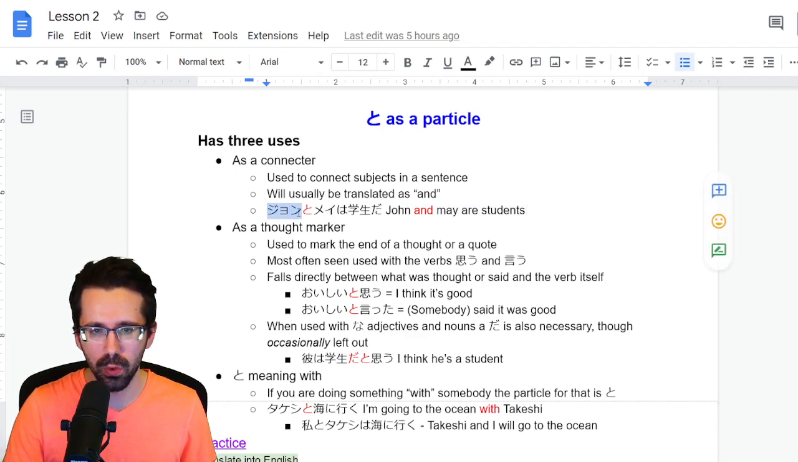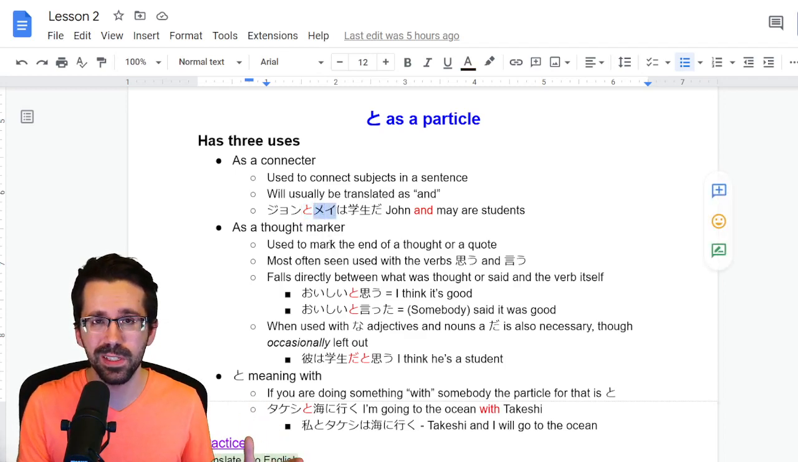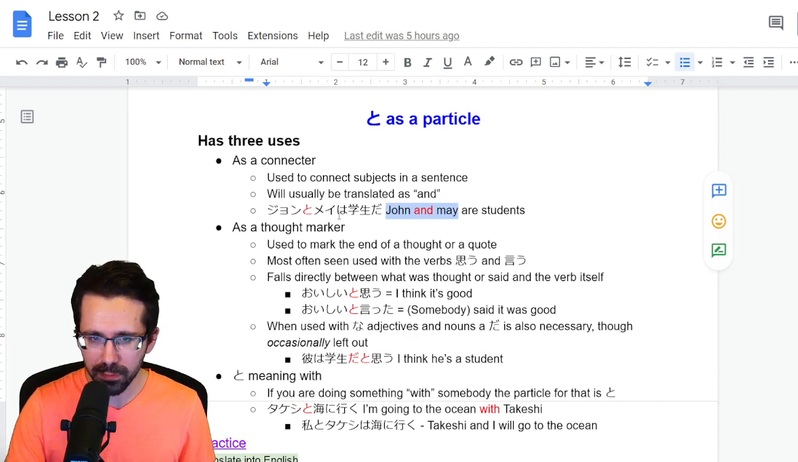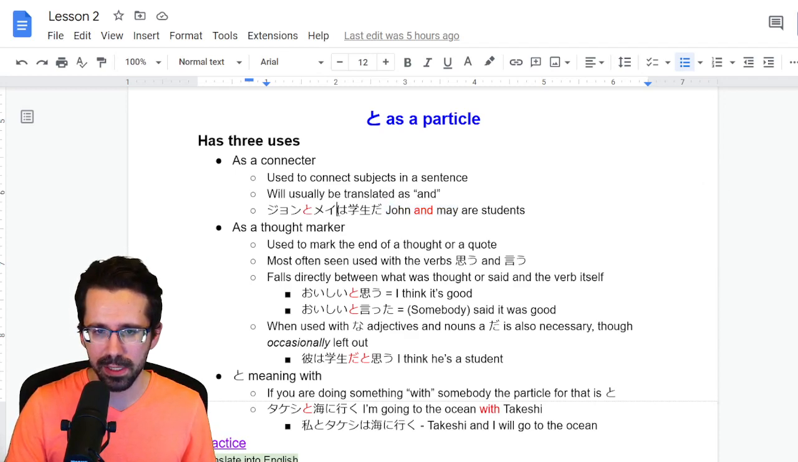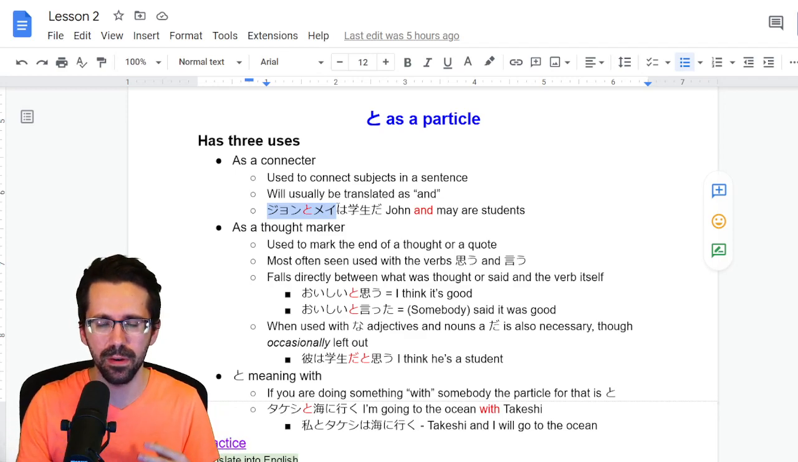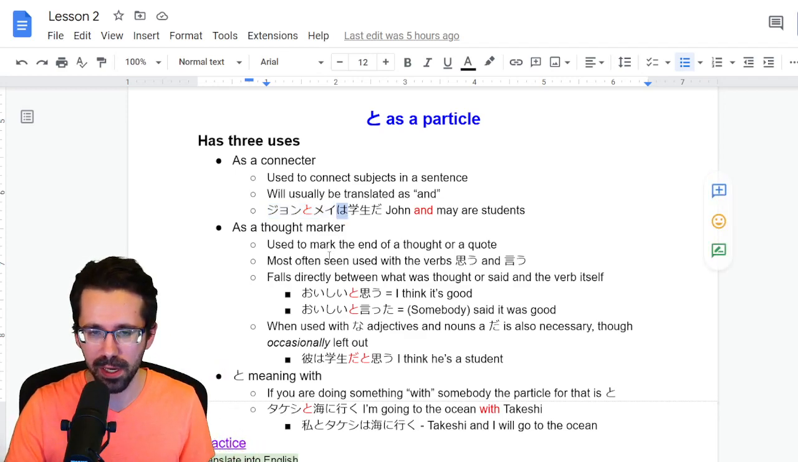So we have John, and to is going to be connecting John to the word Mei. Both of these subjects are connected using to, and that's the same thing that we're doing in English, John and Mei. You might also notice here that both of these are being marked as our subject using the particle wa. The to particle kind of bundles them together, and then we can mark them both as the subject with just one wa here. And that's what's happening in this sentence.